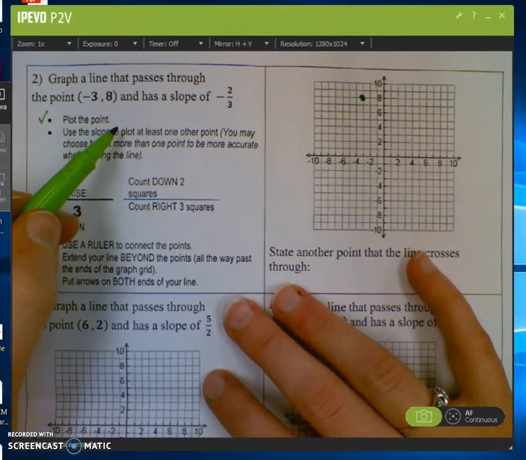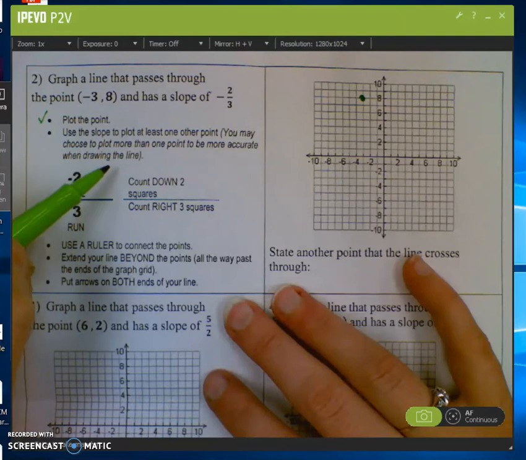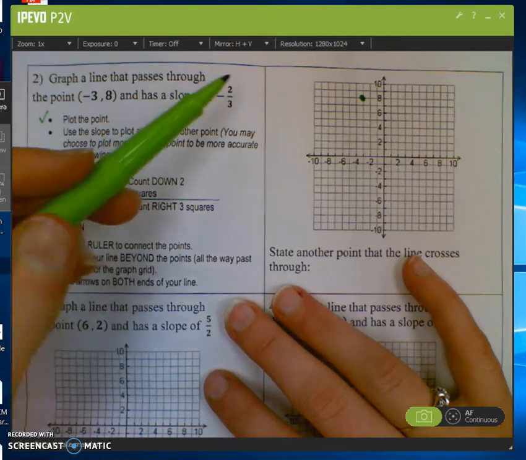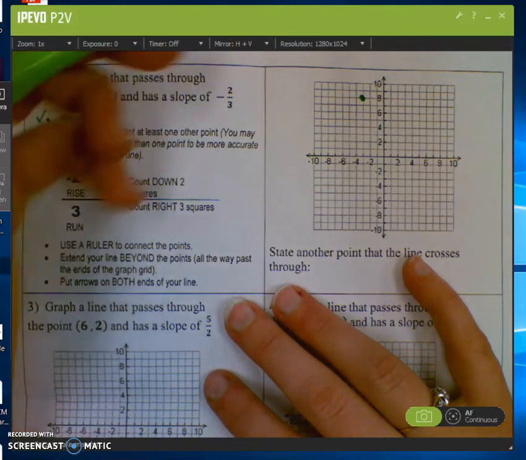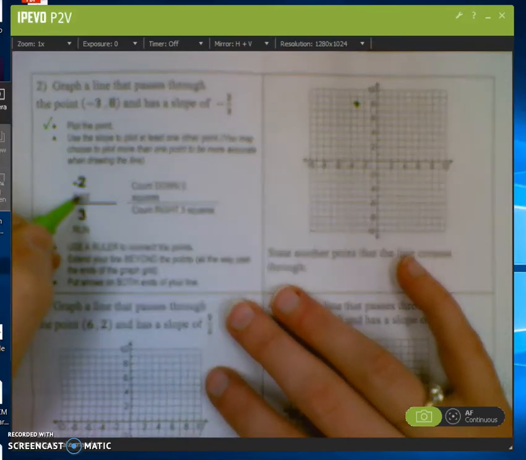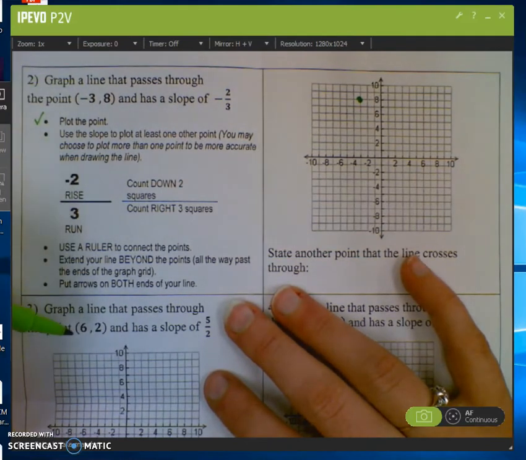Use the slope to plot at least one other point. It says you may choose to plot more than one point to be more accurate. I recommend plotting more than one point. So my rise is -2 and my run is 3. That means I always put this negative with my rise. I always change that to be a -2 so that my negative goes with my rise. That helps me know because up or down, up is positive and down is negative.